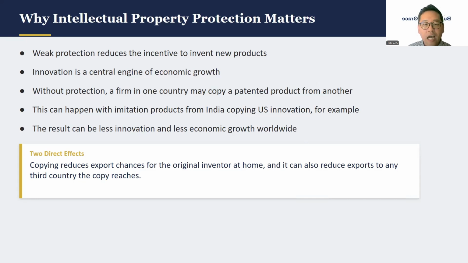Think about how expensive research and development can be, especially in industries like pharmaceuticals or semiconductors. The company will only make that investment if it believes it can earn a fair return once the product succeeds. If competitors can legally copy the product the moment it launches, that expected return disappears and fewer companies will take the risk of inventing in the first place. This is the core economic argument behind strong intellectual property protection.